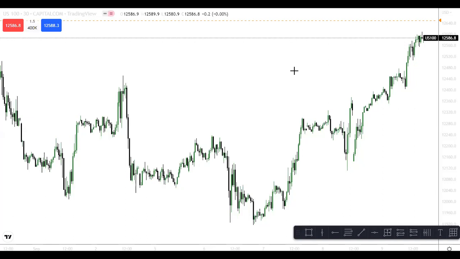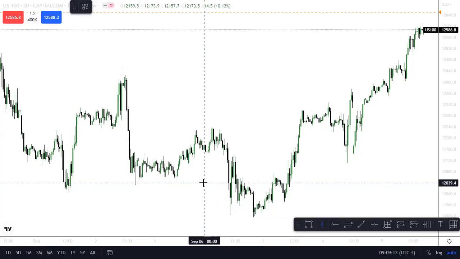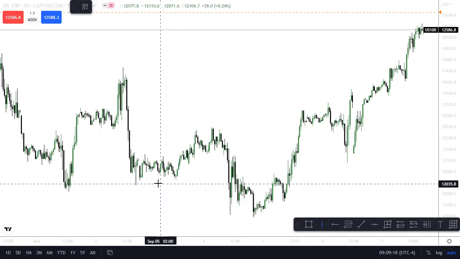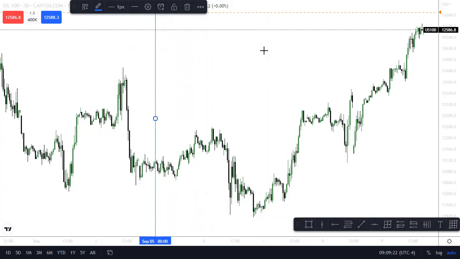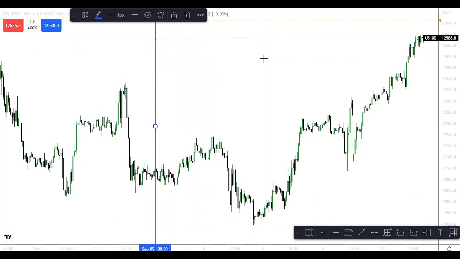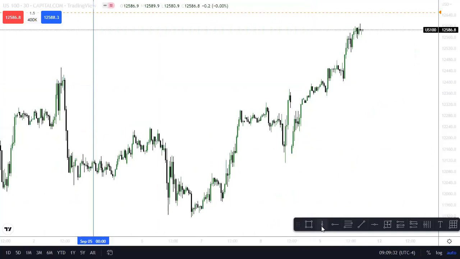I'm a kind soul. The week started on the 5th. So I'll slap a vertical line on the 5th at midnight, New York time. Here. So while there are some parts of this process that have been refined, just want you to understand that this is how I started.